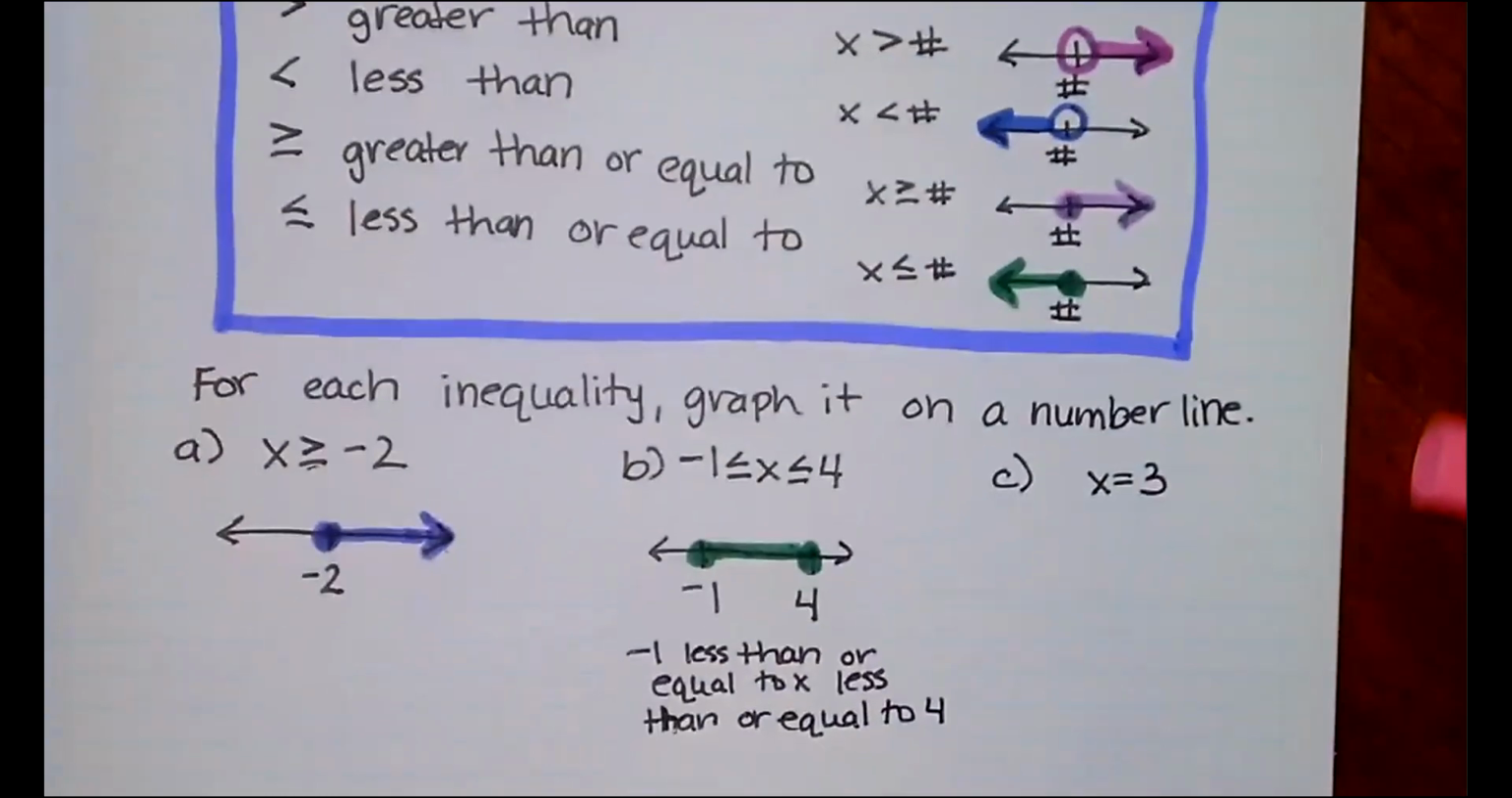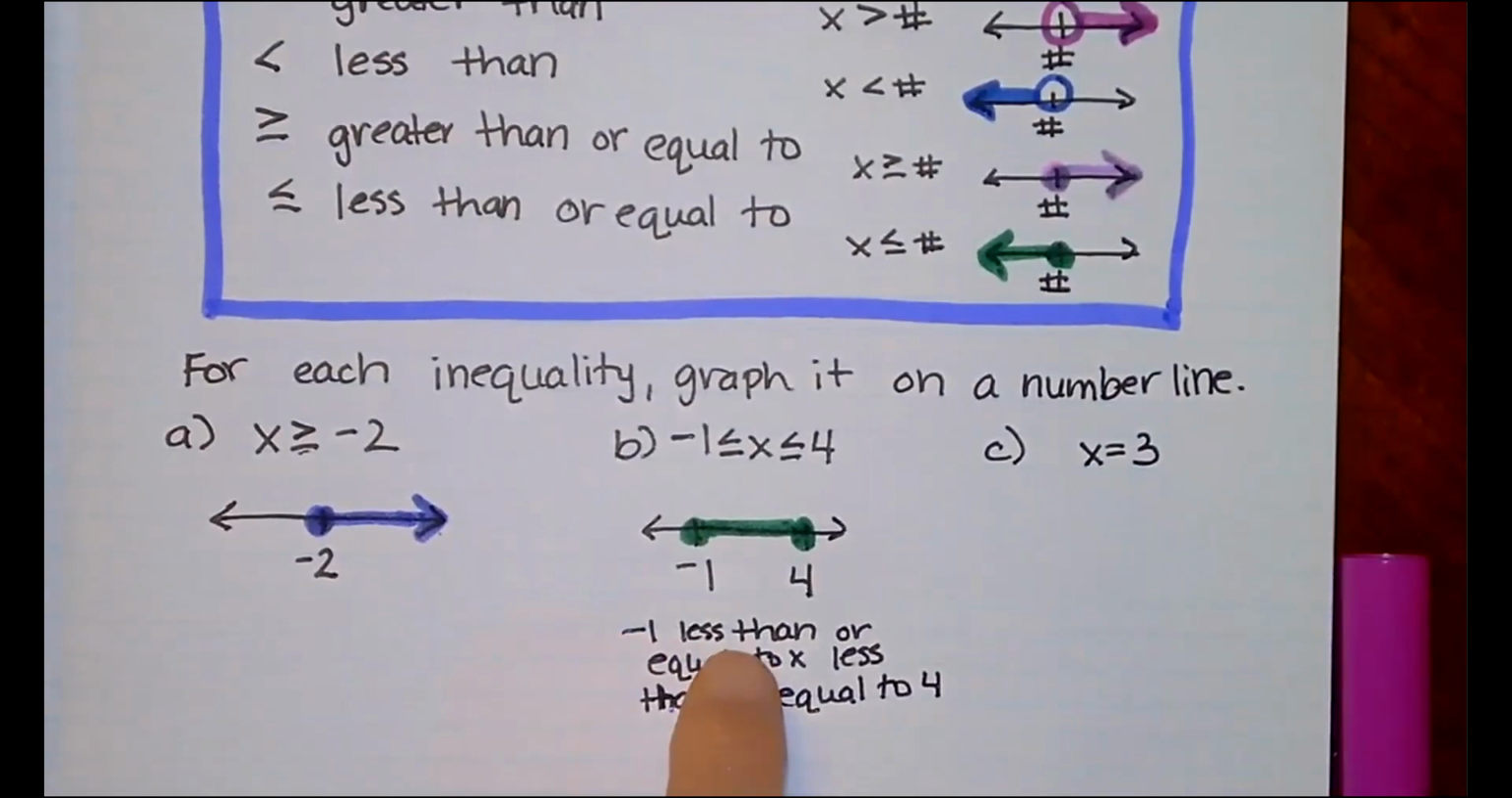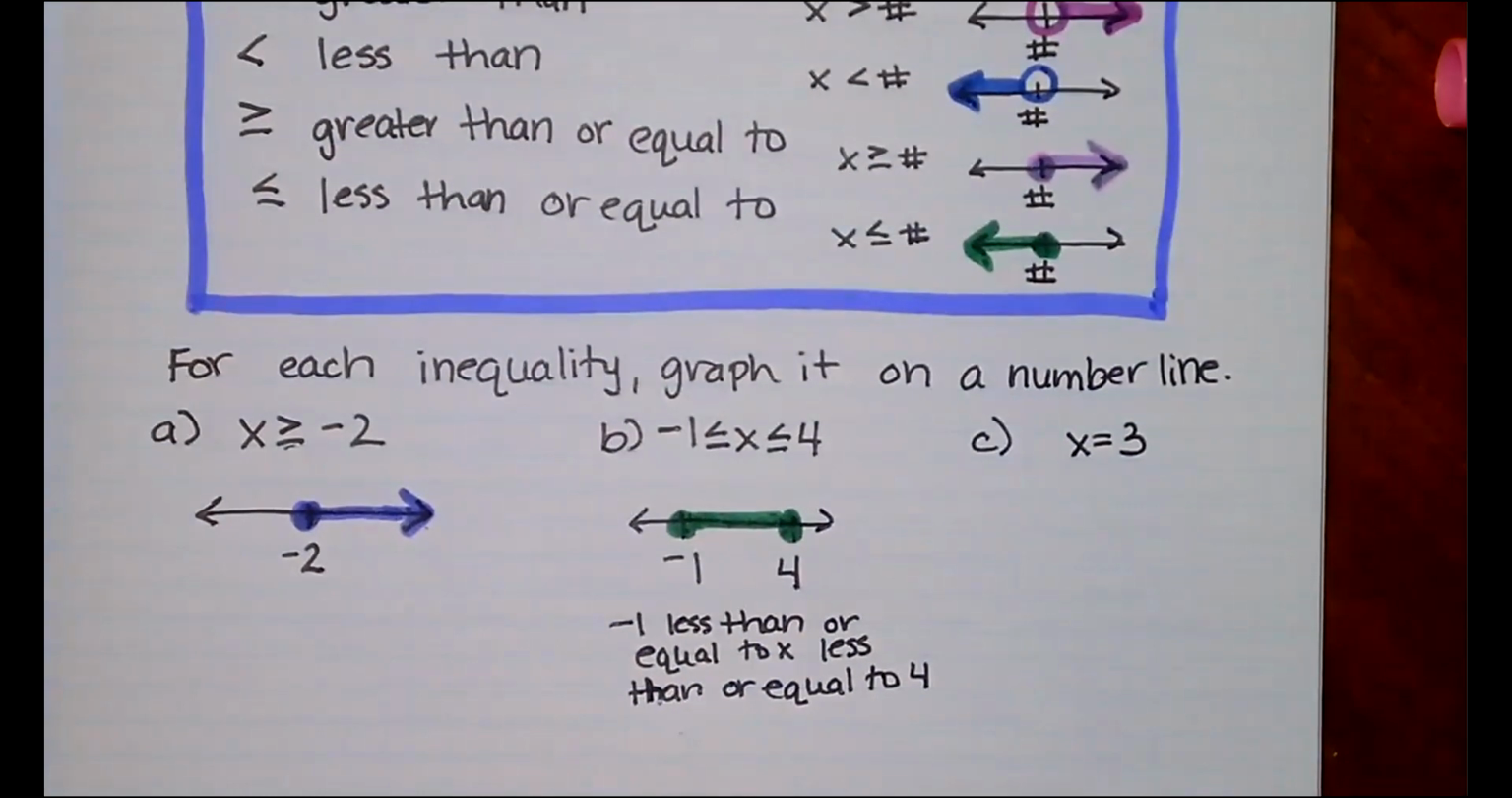That's how you would read it. So again, -1 is less than or equal to x, which is less than or equal to 4. And basically I want everything in between -1 and 4, including -1 and 4.